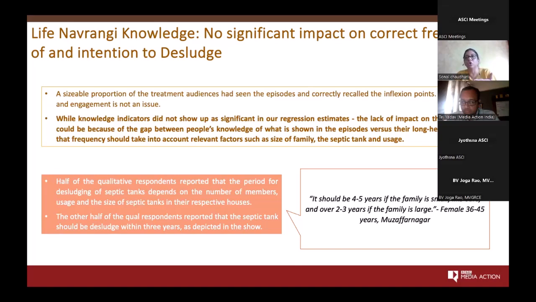Are they buying into your message? Are they comprehending your message? Have they been able to get the key inflection point in your episode? So mapping all of these together, we were able to understand why we were not able to shift certain indicators. Next slide, please.